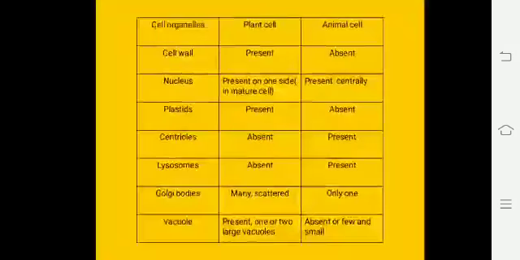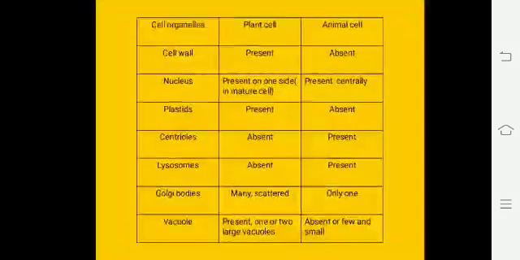Finally, I am going to tell about the difference between plant and animal cells. My dear students, you can see here the cell wall is present in the plant cell, absent in the animal cell. The nucleus is present on one side in a mature plant cell. Why on one side? Because the vacuole pushes the nucleus to one side. But in the animal cell, it is present in the center. Plastids are present in the plant cell; there is no plastid in the animal cell.